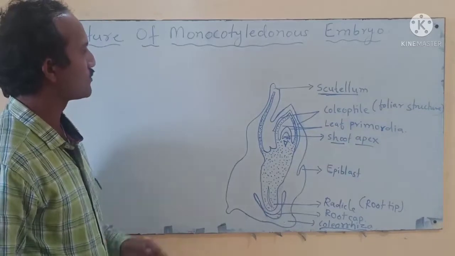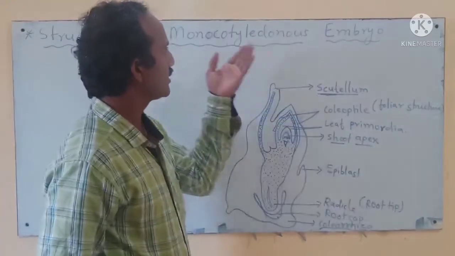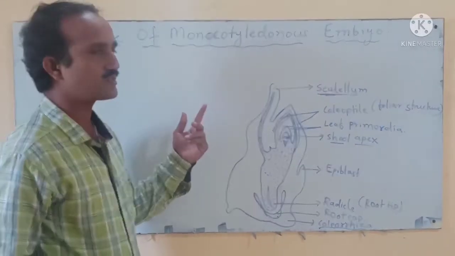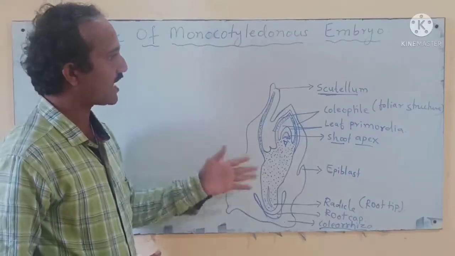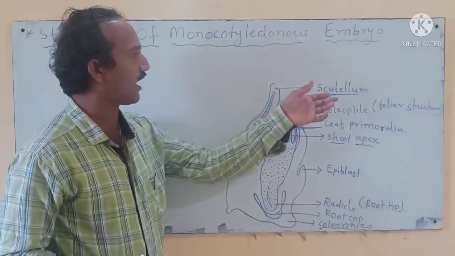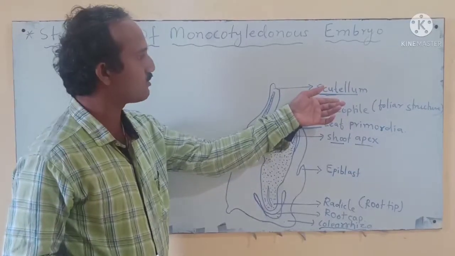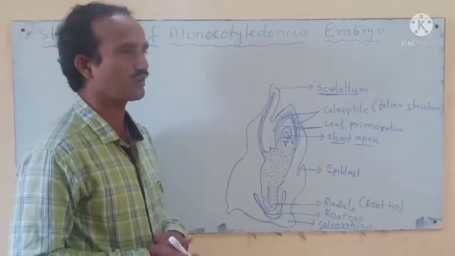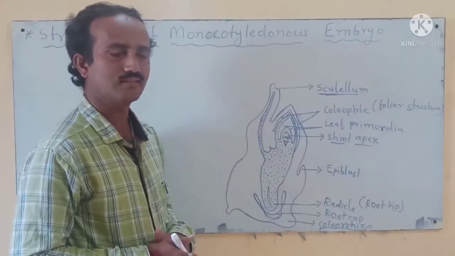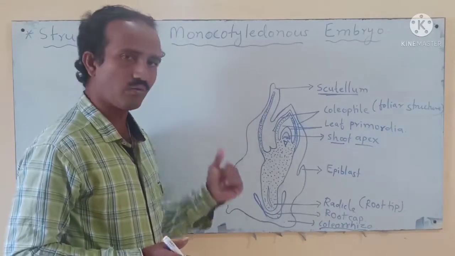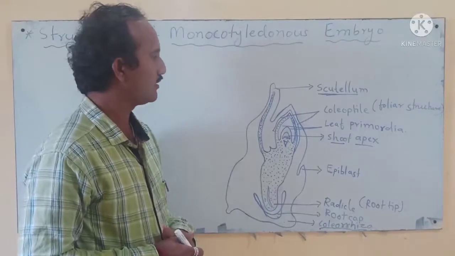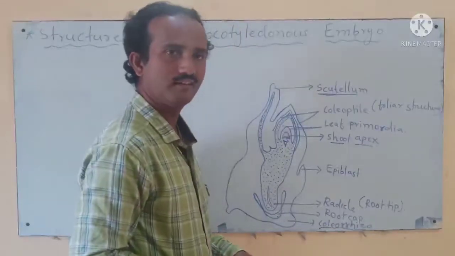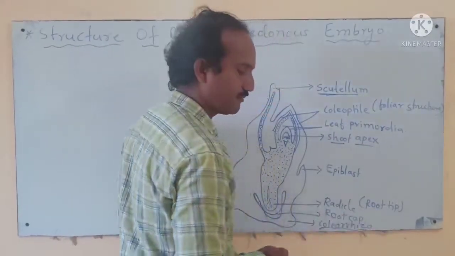We can observe that, first, the monocotyledonous embryo contains one cotyledon. That's why it is called monocotyledons. In the grass family, the cotyledon is called the scutellum. It is present at the lateral portion of the embryonal axis. Then at its lower end, on the embryonal axis, there is a part called the radicle, which is also called the root tip.